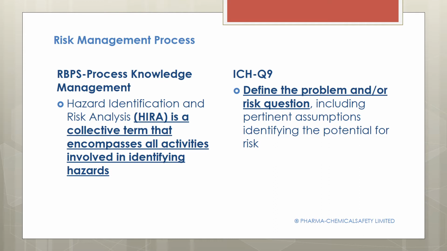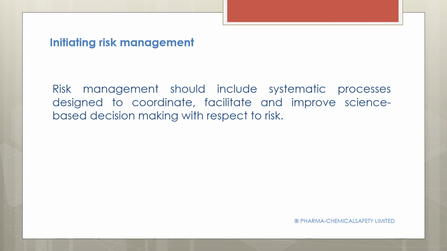So we need to define those problems. And part of that definition is what part of the process we want to analyze. Risk management should include a systematic process designed to coordinate, facilitate, and improve science-based decision-making with respect to risk. This is very important because we need to define how we're going to coordinate this knowledge, how we're going to generate it, develop it, communicate it, and practice that knowledge.